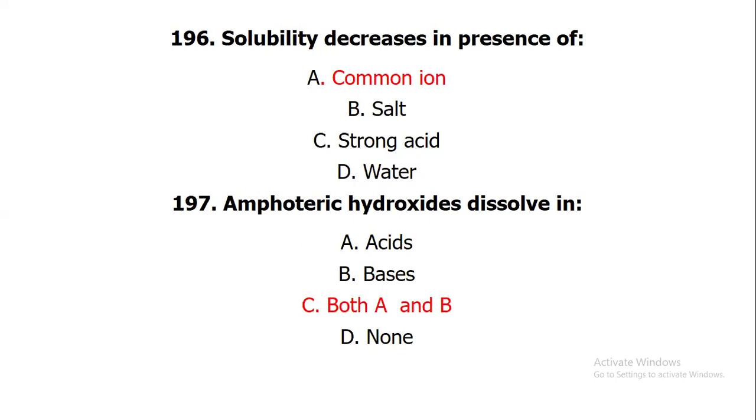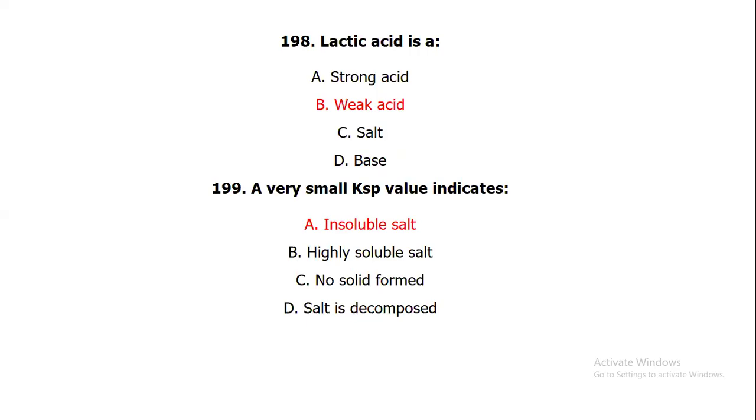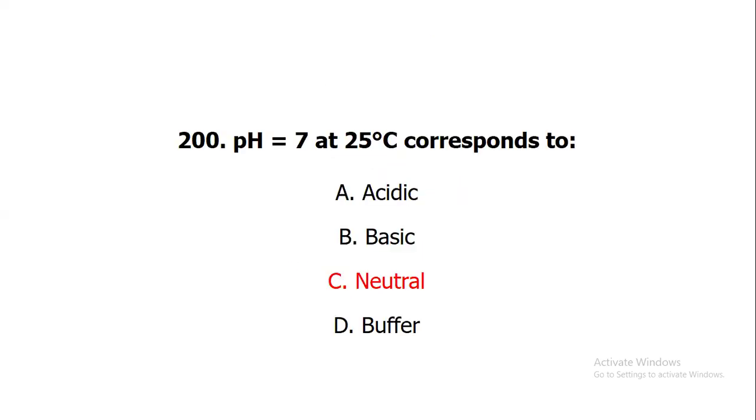Amphoteric hydroxide dissolves in acid and in base. Lactic acid is a weak acid. A very small Ksp value indicates insoluble salt. pH equal to 7 at 25 degrees Celsius corresponds to neutral.